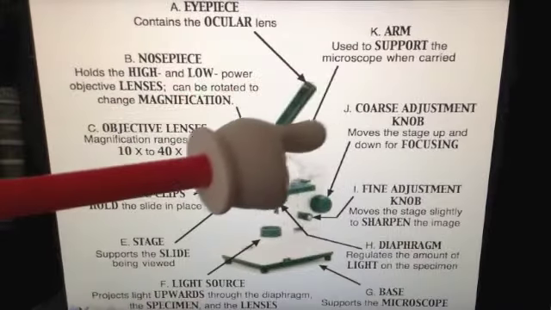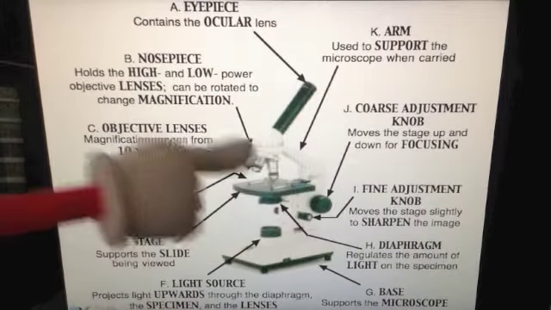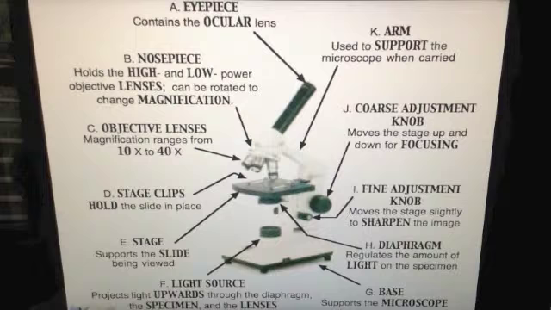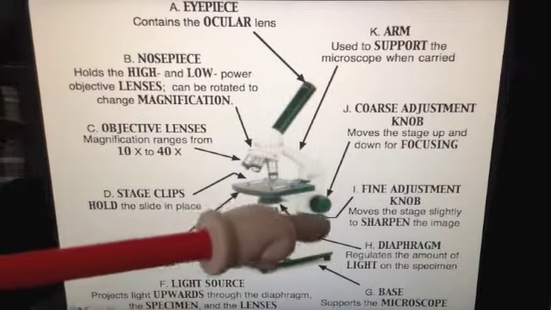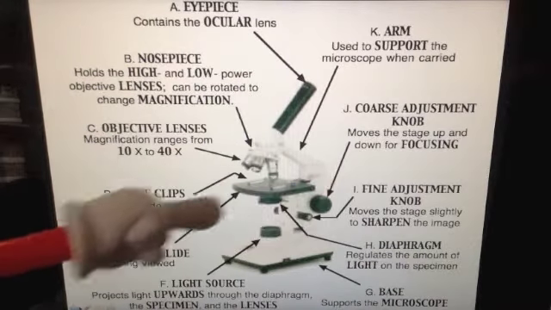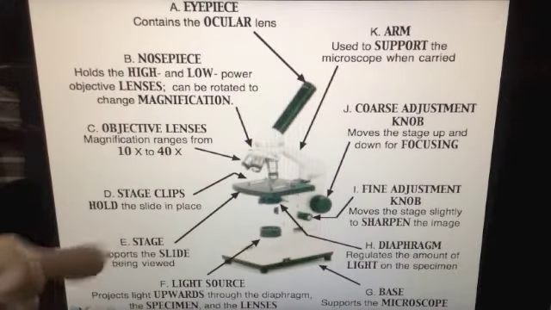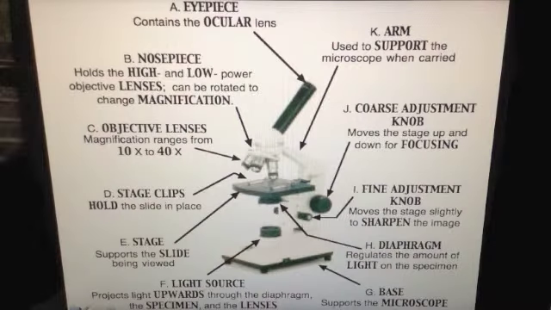The arm, located here, is used to support the microscope when carried. Coarse adjustment knob, right here, and that moves the stage up and down for focusing. It is the major one, and you use that first.